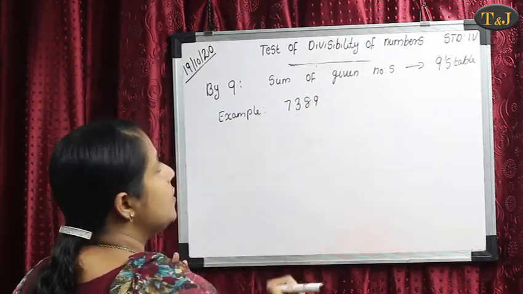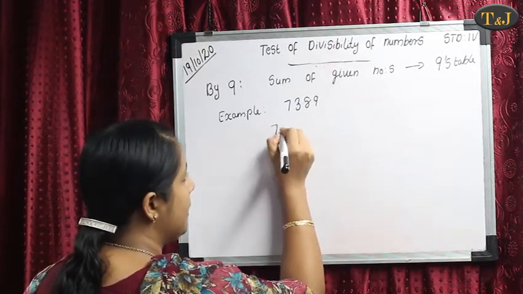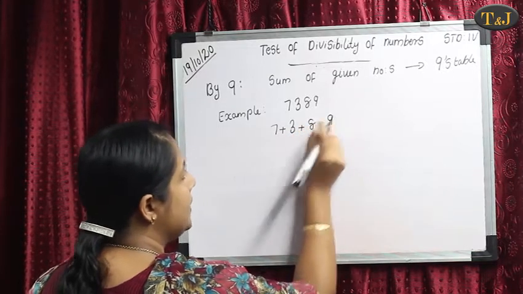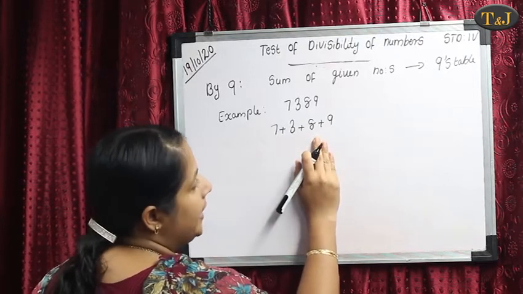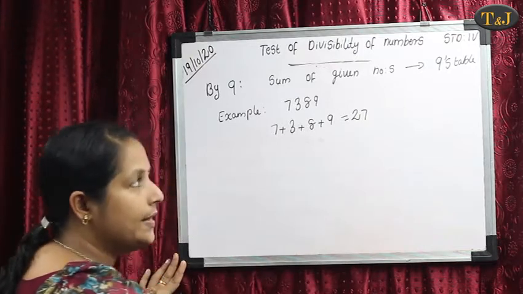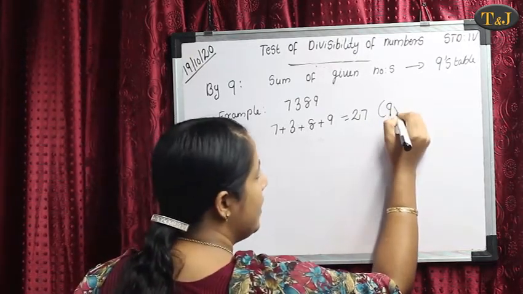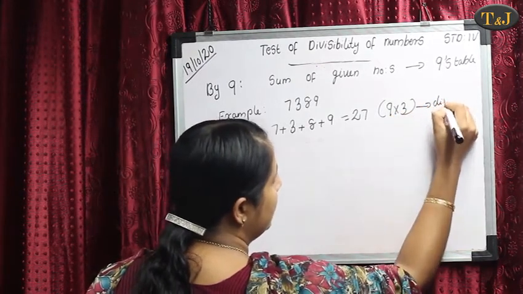Then our first example, consider the number 7,389. So first we find out the sum of given numbers. That means 7 plus 3 plus 8 plus 9. Then 7 plus 3 equal 10. 10 plus 8 equal 18. 18 plus 9 equal 27. Is the number 27 included in 9's table? Yes, 9 3's are 27. So this number is divisible by the number 9.